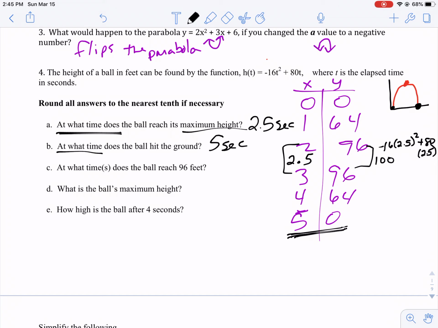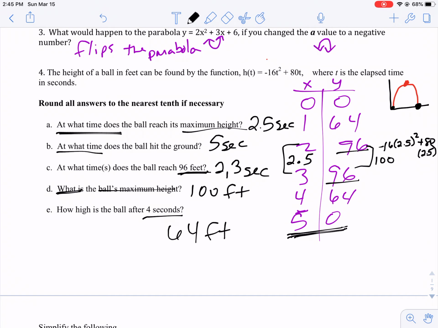At what time or times does the ball reach 96 feet? 96 feet is a height. That's a y value. So look at your table, and the 96 feet happens at 2 and 3 seconds. You need both answers. What is the ball's maximum height? They're asking for a height. That's a y value, and we calculated it. The y value of our vertex was 100 feet. How high is the ball after 4 seconds? 4 seconds is an x value, so go look at your table where x is 4, and you find out that it's 46 feet in the air.